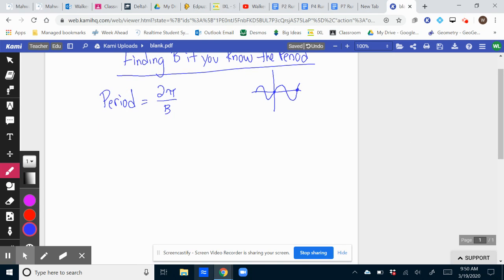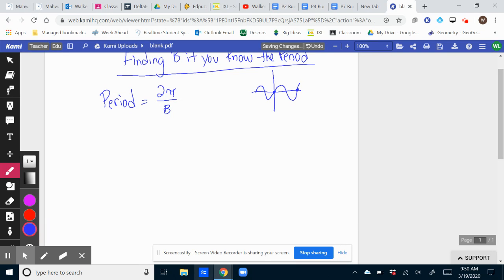Okay, that's the question. So I want to look at this equation. Period equals 2 pi divided by B. Okay, let's say, that equation will help us when we know B. But let's say we know the period and we're solving for B. So I want to rewrite this equation with B by itself.